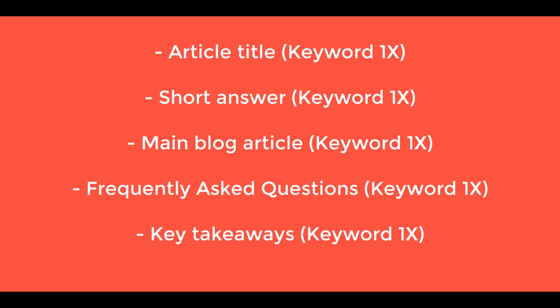And what's important, obviously, is that your blog article title has your keyword in it, that your article has your keyword at least one time. The same for the frequently asked questions section. And obviously, when you're going to ask ChatGPT to write your key takeaways, you want to also see your keyword at least once in there. And as for the short answer, same thing. You want to see your keyword at least once in there.